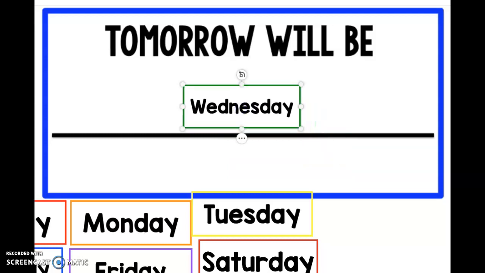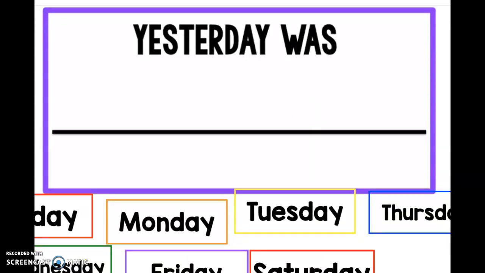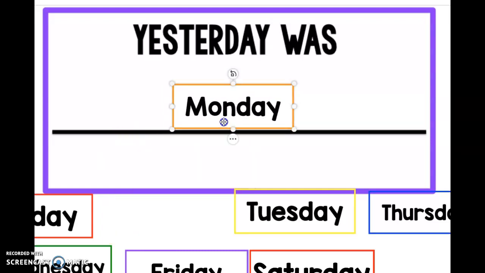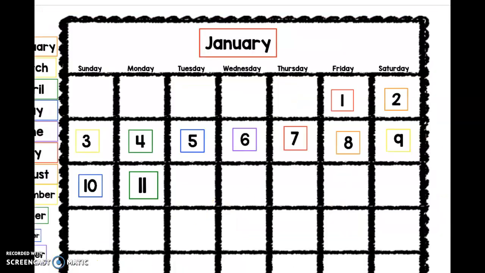All right, here comes that tricky one. If today is Tuesday, I want to know what was yesterday or the day before today. Yell it out. It was Monday. Very good. All right, let's go on to our calendar.